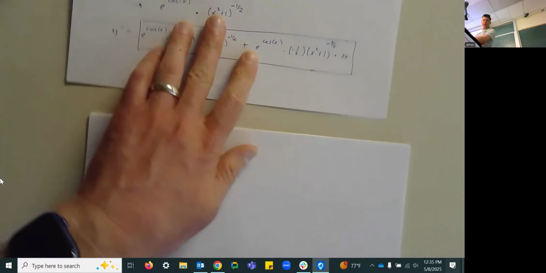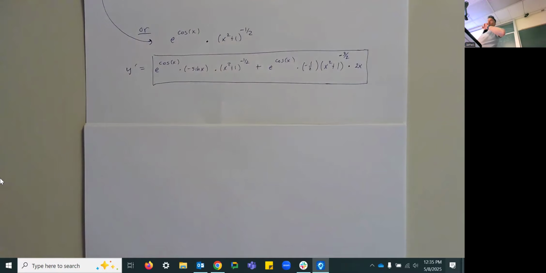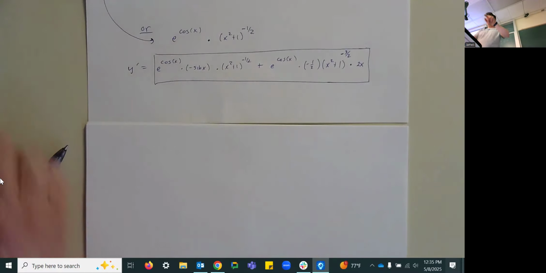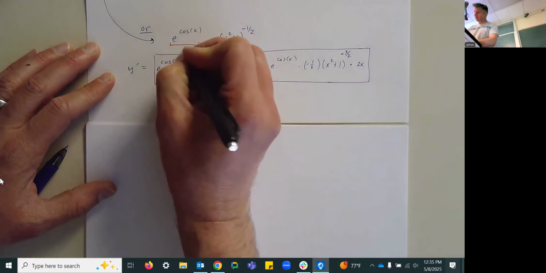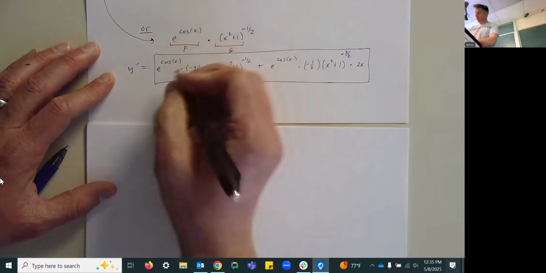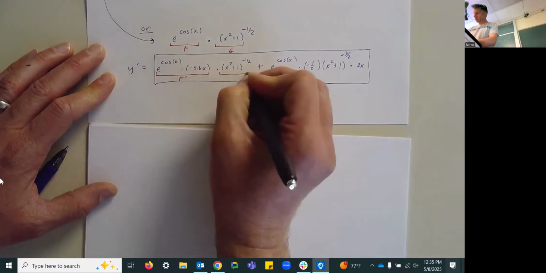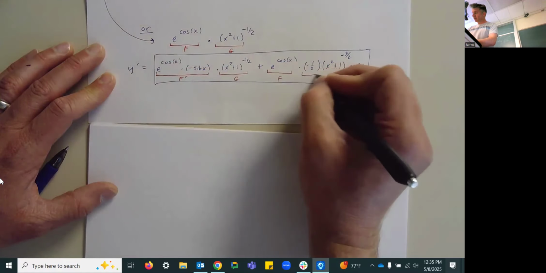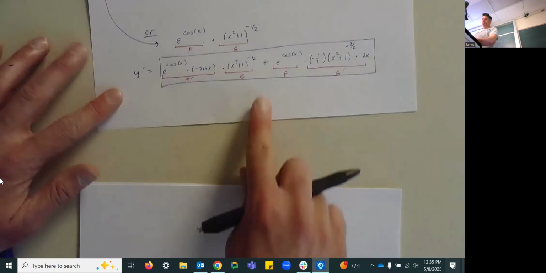Let me do that direction. Yeah. Why is it plus e to the cosine? So if I'm using the product rule instead of the quotient rule, I'm thinking that this is my f, this is my g, this is my f prime times g plus f times g prime.